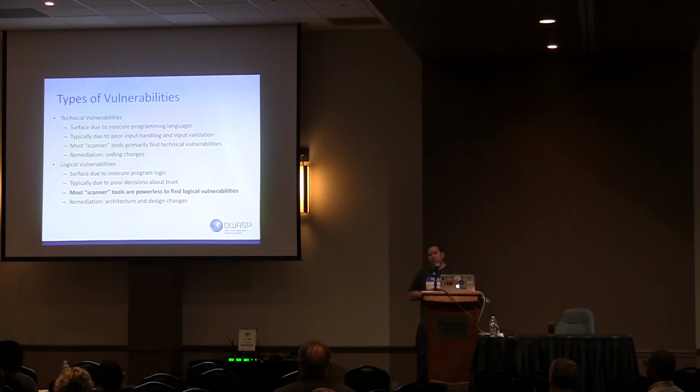The other type of vulnerability is a logic vulnerability. A logic vulnerability surfaces due to insecure program logic. This is the people side of the problem. This is usually due to poor decisions about trust. And because these are logic things, not code things, most of our scanning tools are powerless to find these kinds of vulnerabilities. The remediation for these is architecture and design changes.